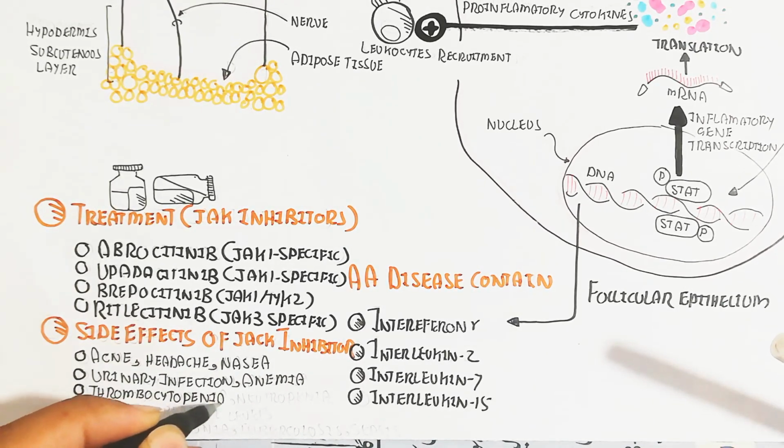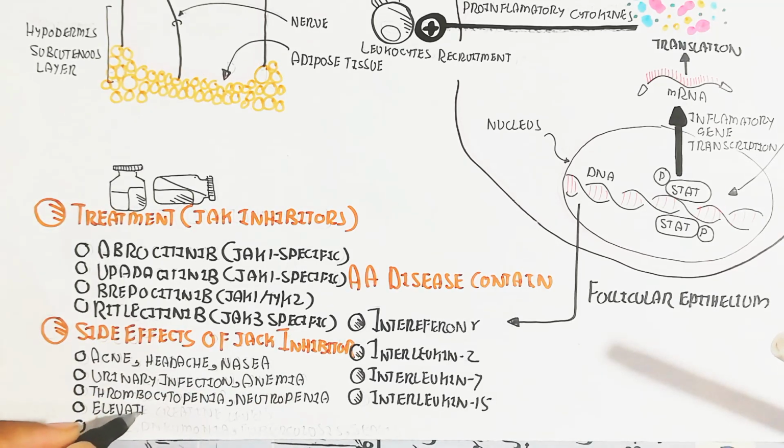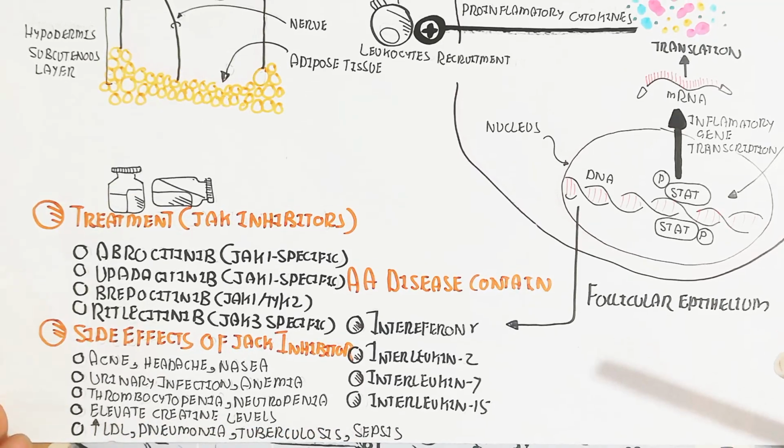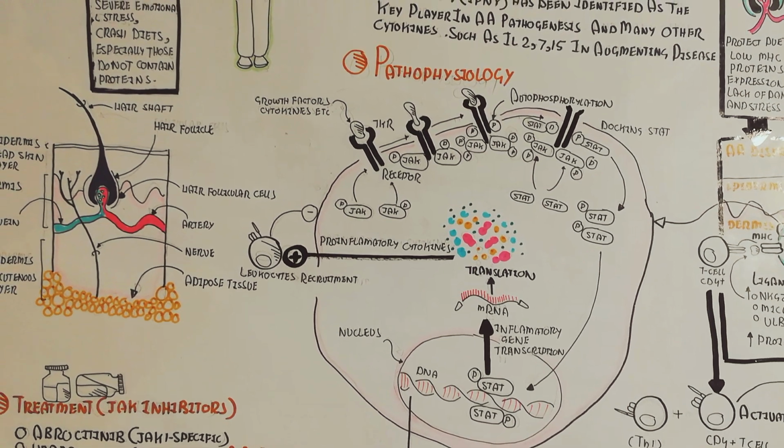The side effects of the JAK inhibitor are acne, headache, nausea, urinary infection and anemia, thrombocytopenia and neutropenia, elevated creatine level, and increased low density lipoprotein, and it can lead to pneumonia, tuberculosis and sepsis.